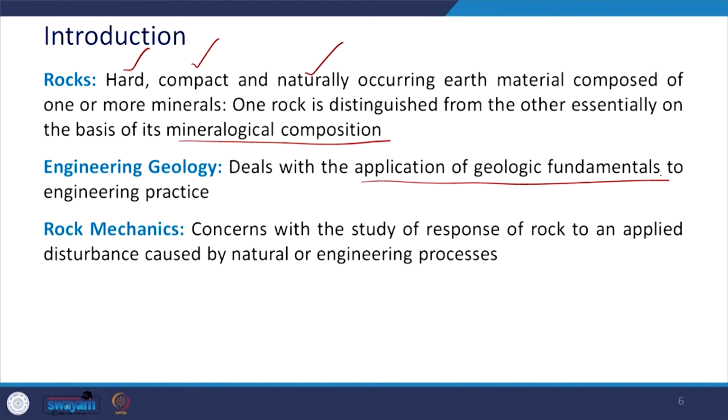Then the next term is going to be rock mechanics. This branch concerns the study of the response of rock to an applied disturbance, and that applied disturbance can be by any natural agency or it can be by humans, depending upon the various engineering processes that are taking place. Accordingly, this branch of rock mechanics will deal with such things.